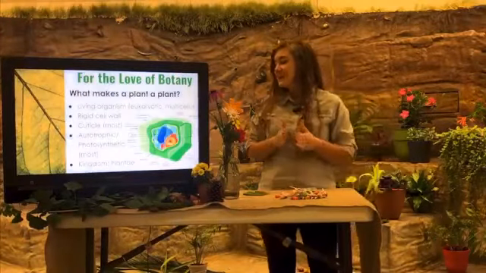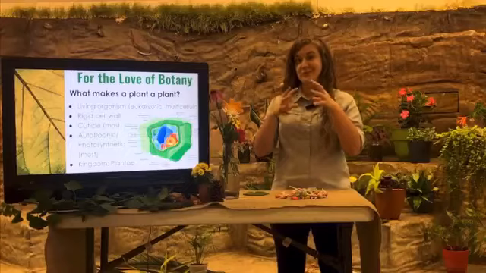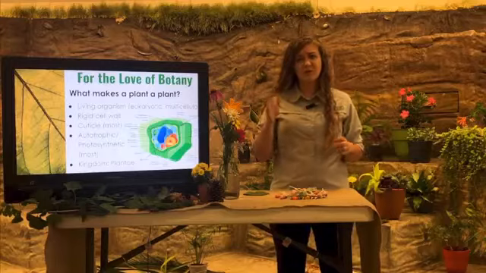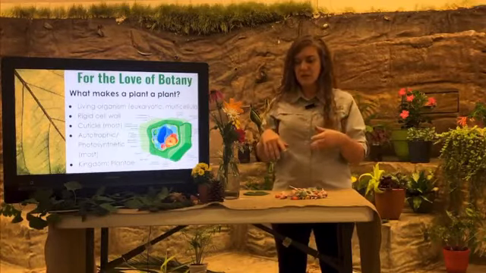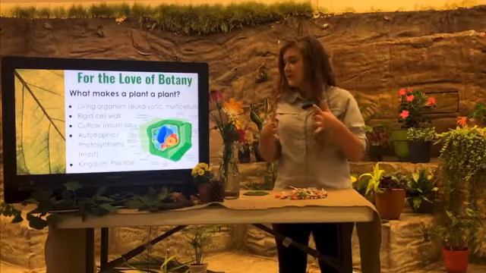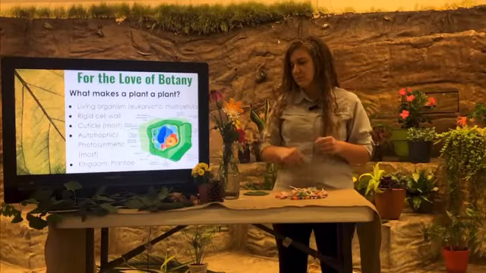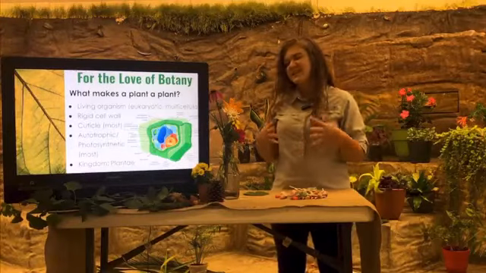So what makes a plant a plant? It's a living organism. It's eukaryotic and multicellular, which all that means is it has multiple cells, and then it has a nucleus that is bound by organelles. It has a rigid cell wall, which is really cool because that's actually what makes it not jello and just a blob. It gives it structure. And then most of them have a cuticle, which is that outer skin that helps it retain moisture and kind of protects it.